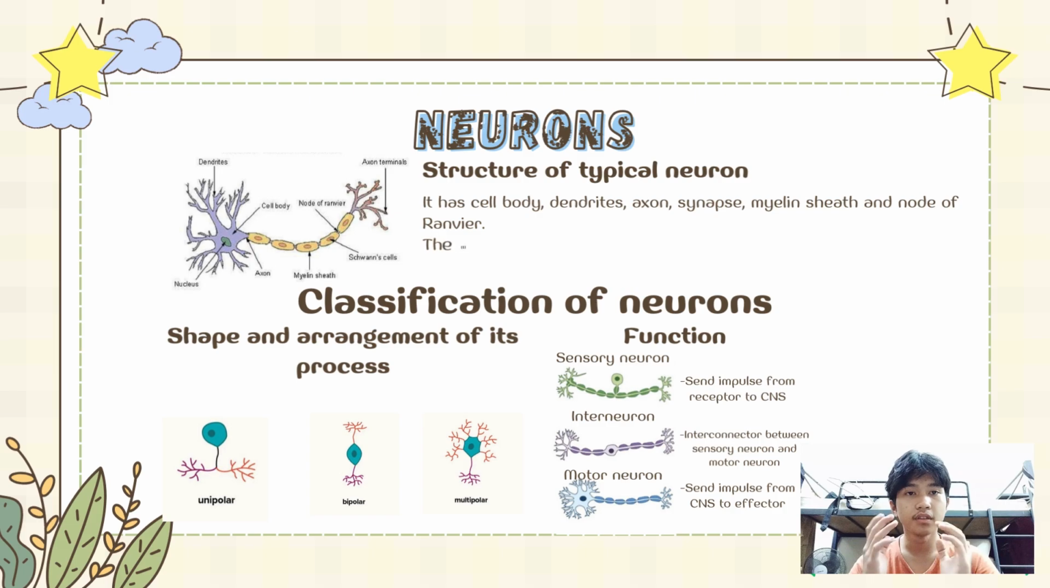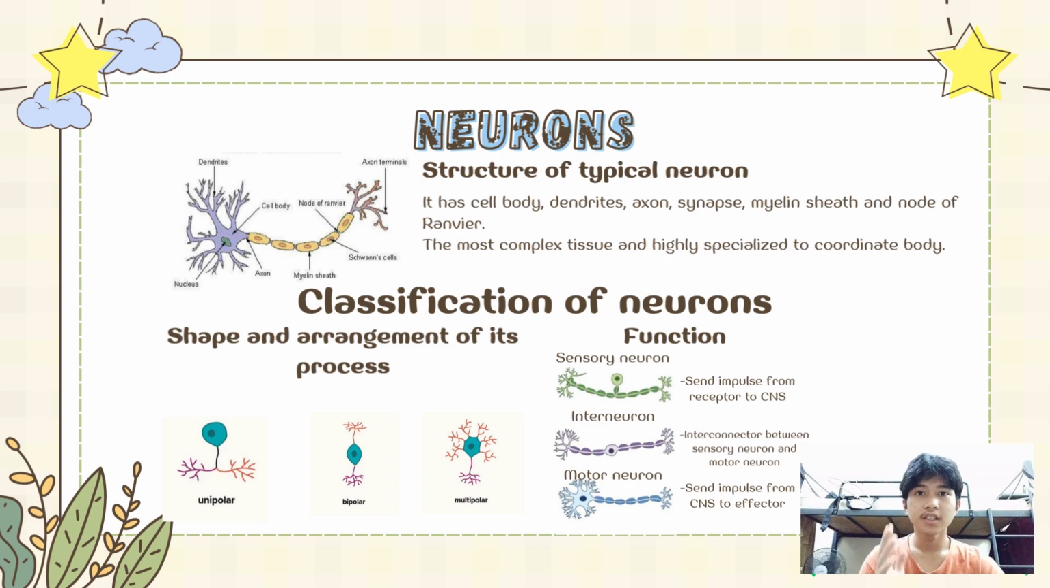So now in this video, our group will explain the anatomy and physiology of the nervous system. But firstly, I will talk about the structure and classification of the neurons. A neuron is a highly specialized cell which is important to coordinate our body, whether externally or internally.